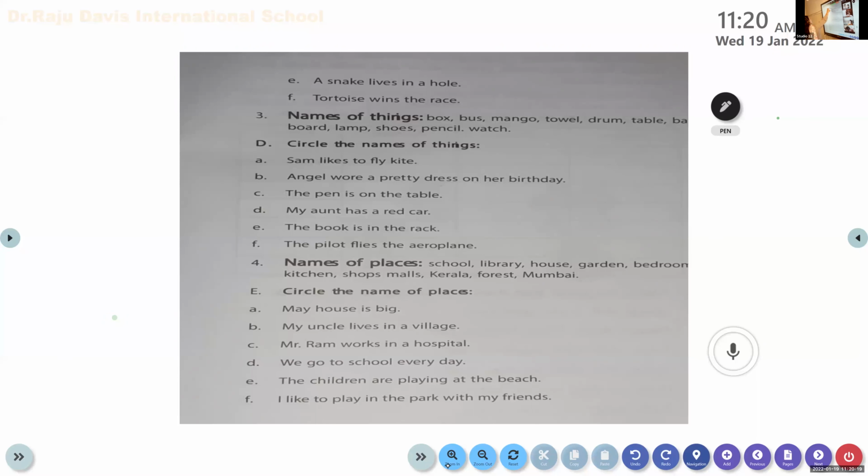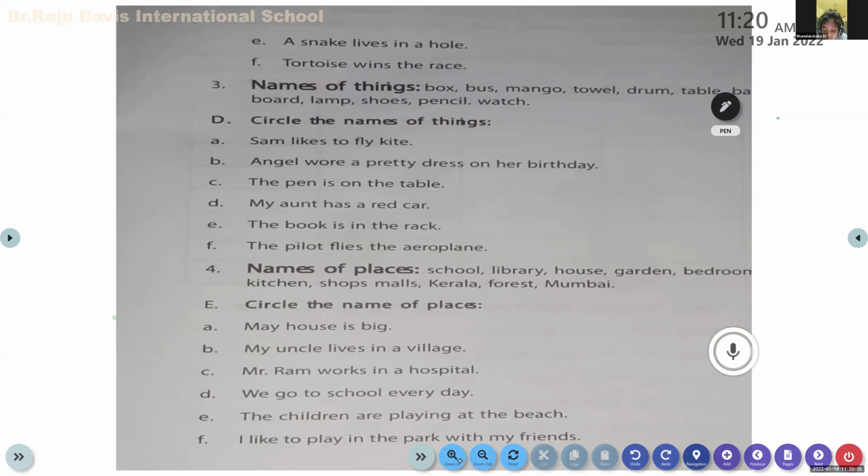What is it? S-N-A-K-E. A snake. What is this word? Are you reading the right question? We are on page number 19, question E. No, we are not on elephant. We are on question E, my dear, on page number 19. A snake lives. Come on, read that question.